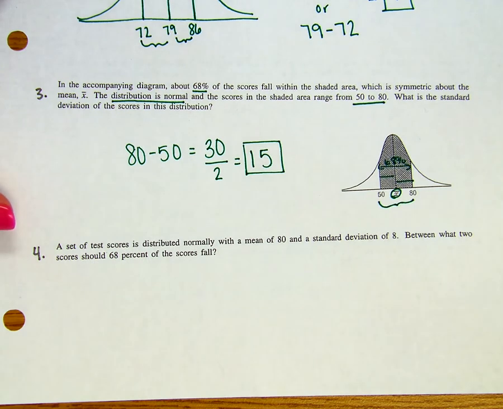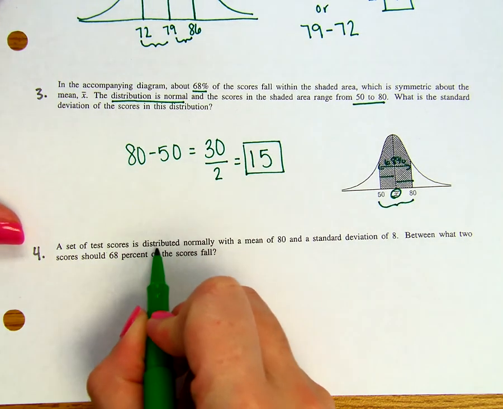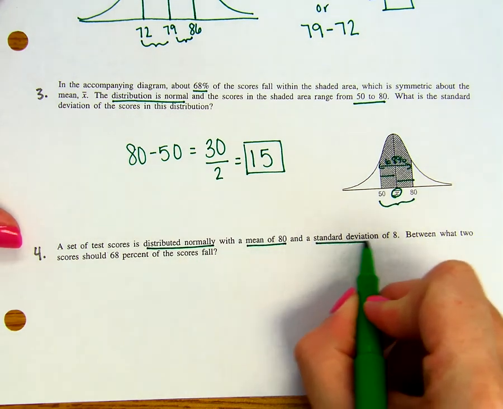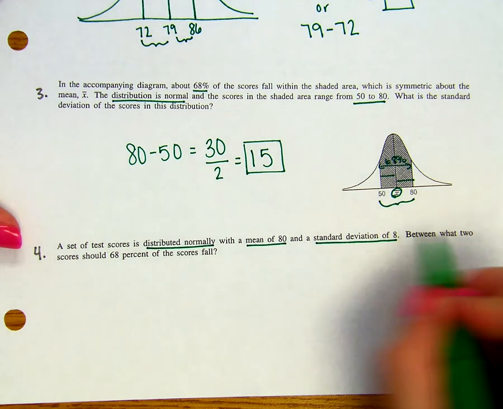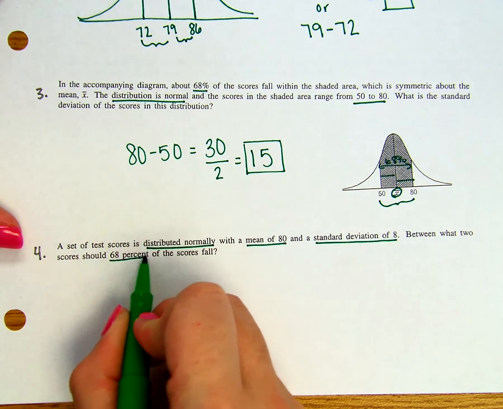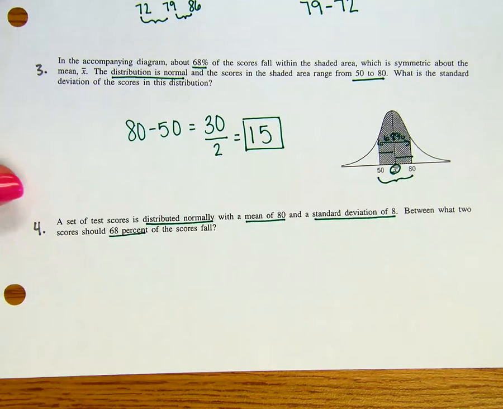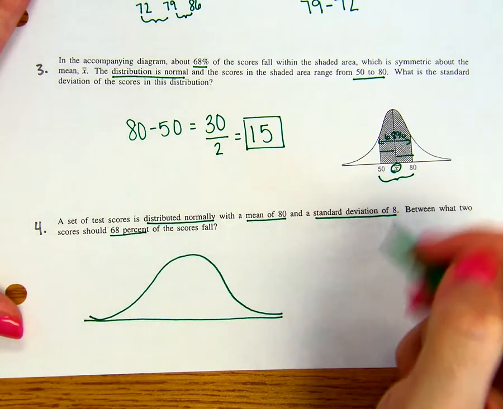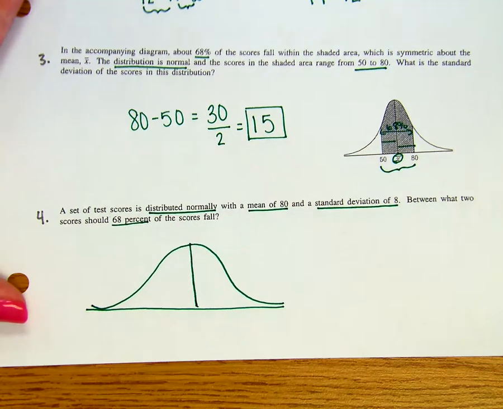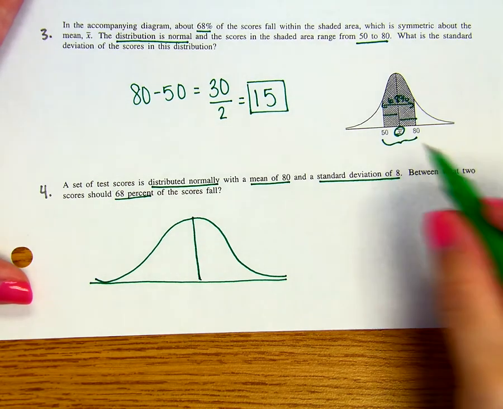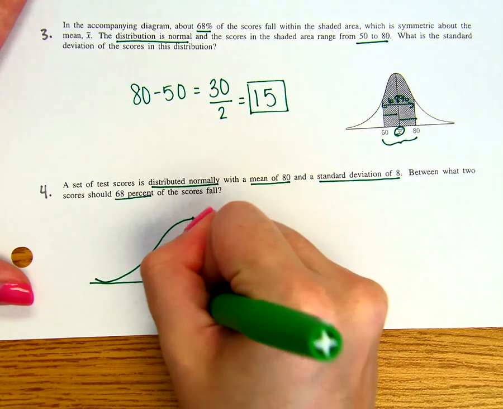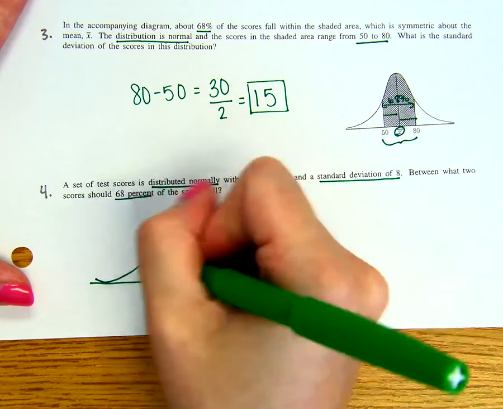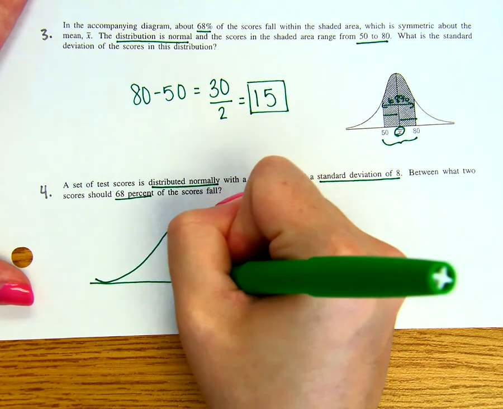Question 4. A set of test scores is distributed normally, normal distribution, mean of 80, standard deviation of 8. Between what 2 scores should 68% of the data lie? So anytime we see normal distribution, we can go ahead and draw our normal distribution curve. It's okay if your lines aren't perfect. We're going to place our mean in the middle. Our mean this time is 80.